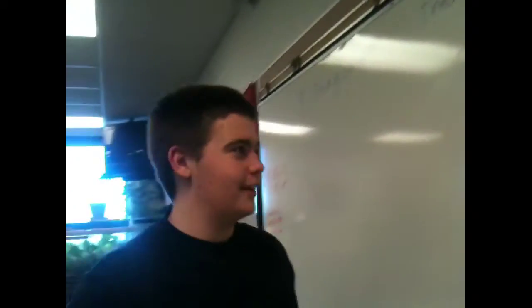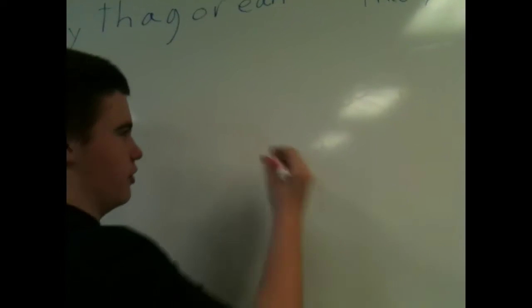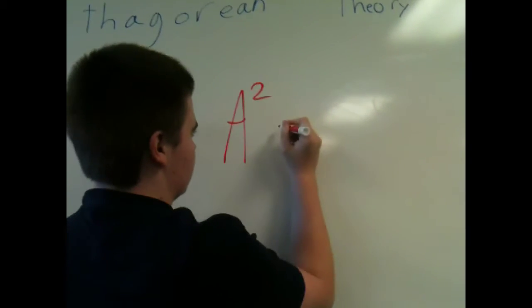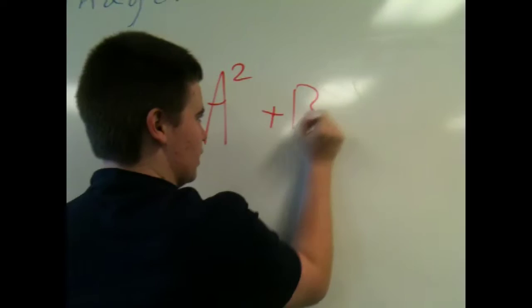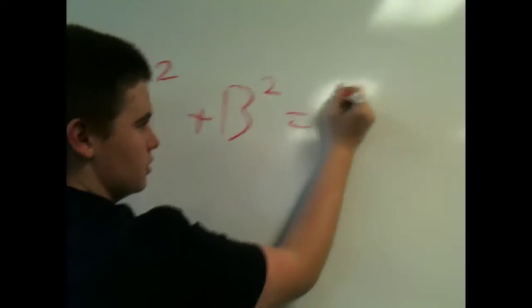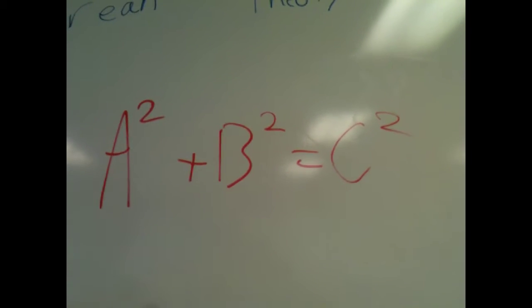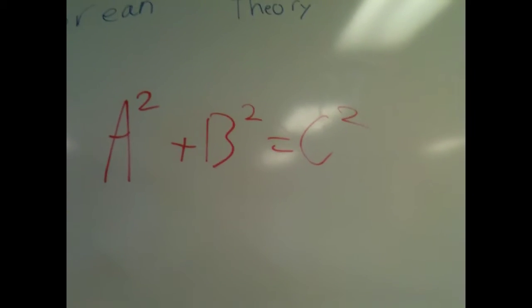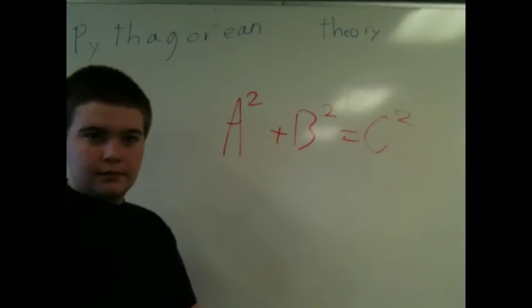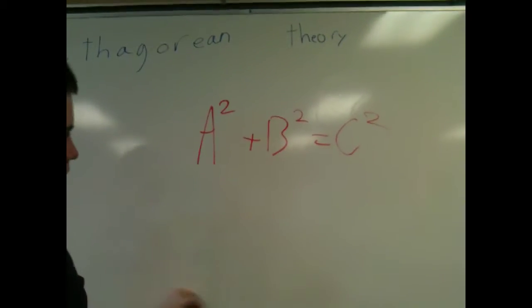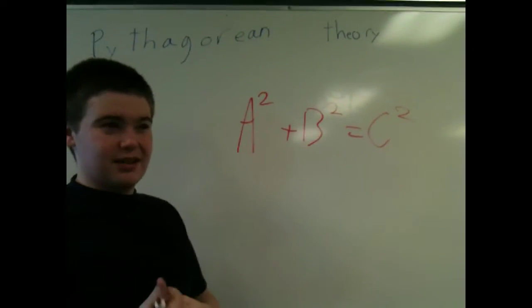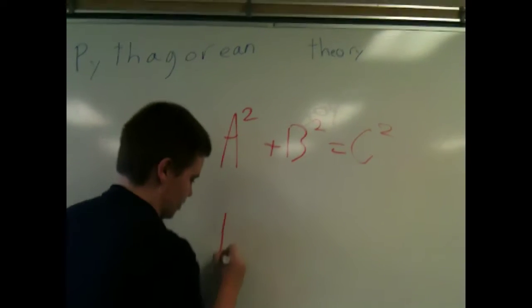So, let's get straight to it. Pythagorean's theory, you have probably all heard a squared plus b squared equals c squared, right? Well, that's practically all it is. But there's a little more than you think to that equation.